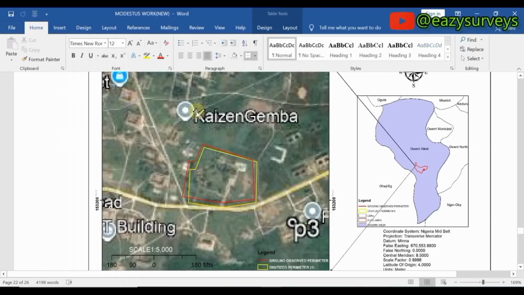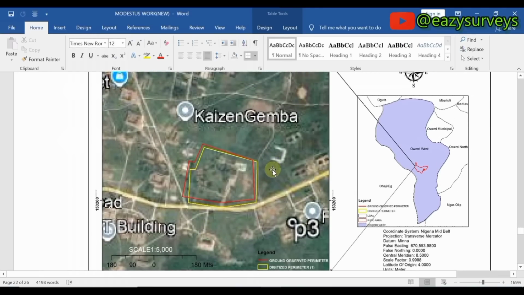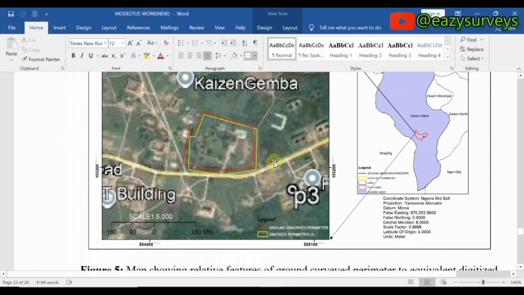That shows that the satellite imagery cannot be used for cadastral surveys. That is the implication. When you download imagery from Google Earth and georeference it with ground control points, then digitize features from it, you cannot use it for cadastral surveys. Any information you have on a georeferenced imagery can only be used for mapping purposes. You cannot use it for cadastral surveys.